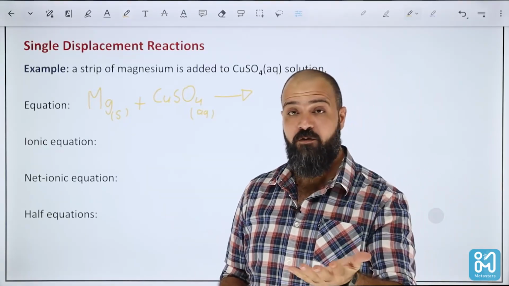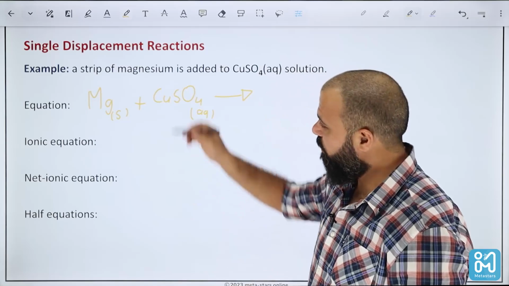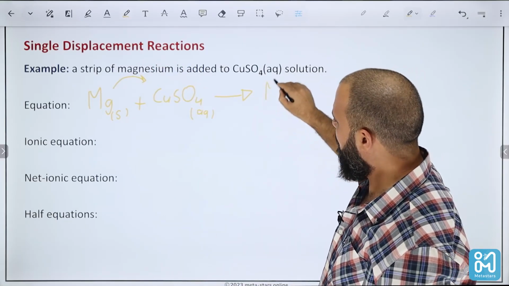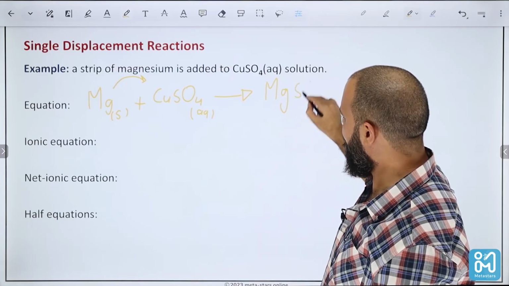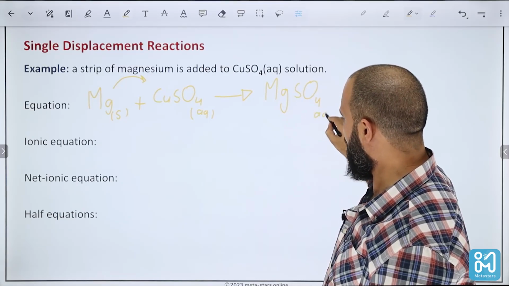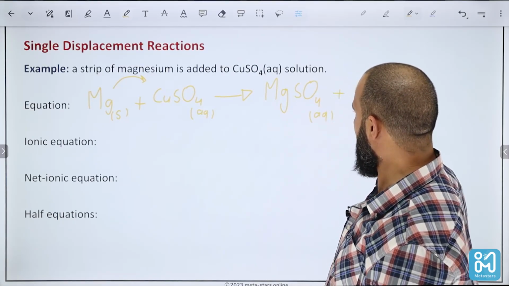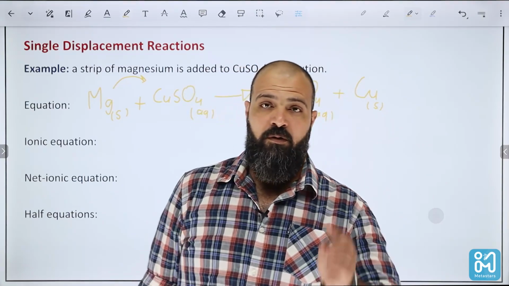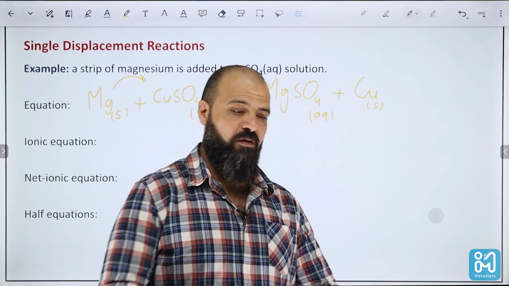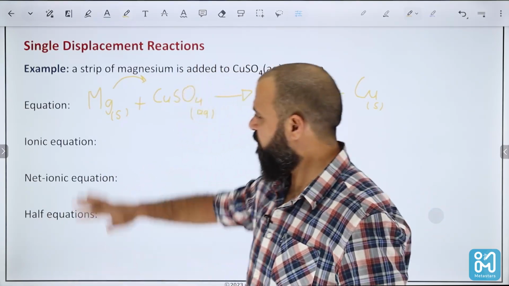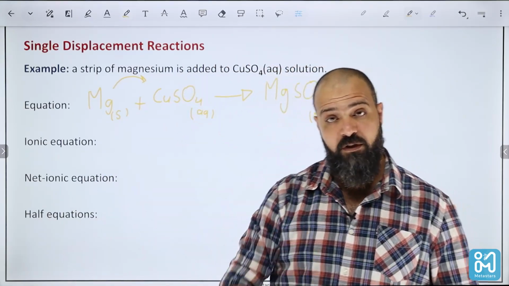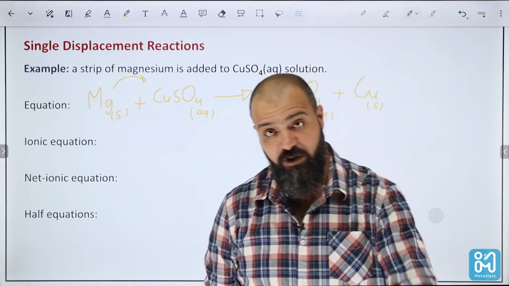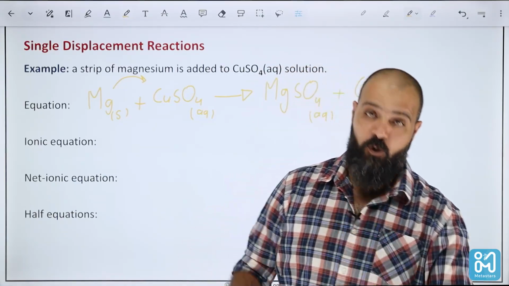So what are the products, Ustaz, for this chemical reaction? Magnesium displaces copper. So we have the products MgSO4, aqueous solution, plus Cu, copper, solid. Oh, I did this on purpose, by the way. I left everything blank so you know step by step, if they ask us to write the equation, to write half equations, to write net ionic equations, so you learn them all.